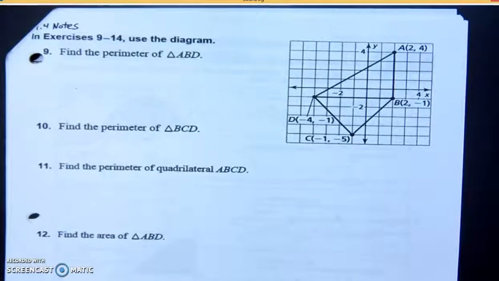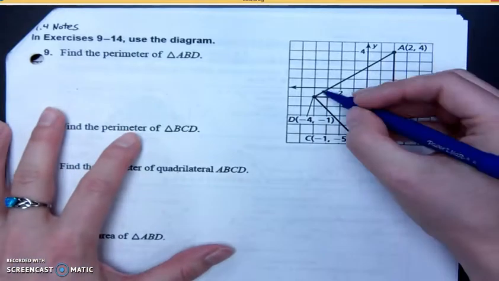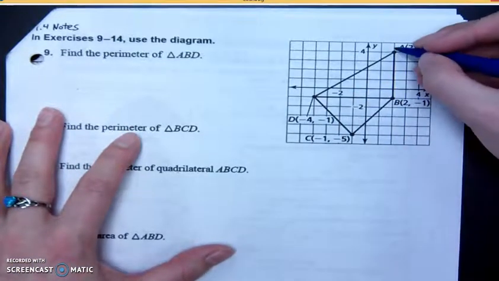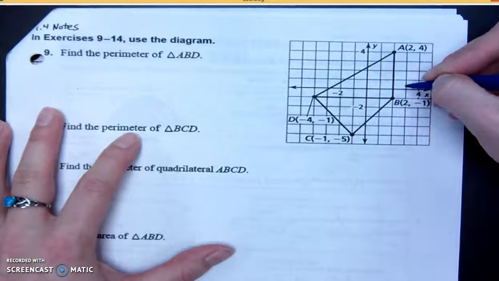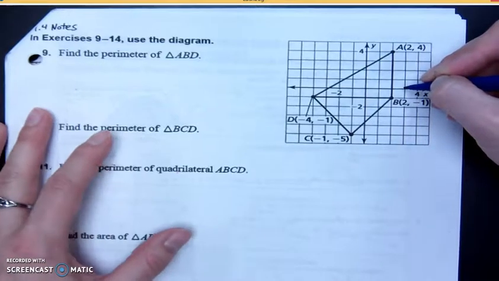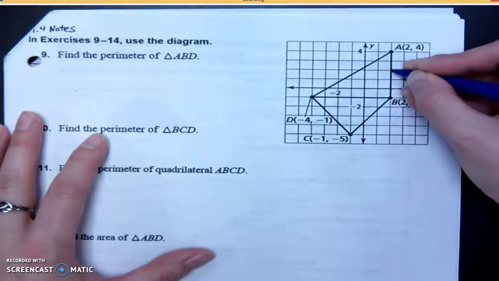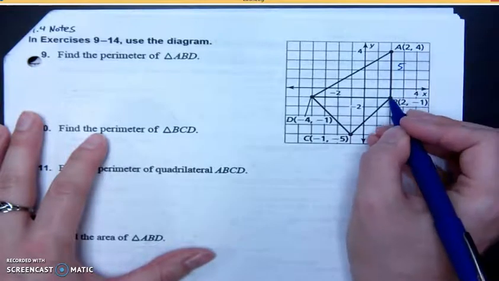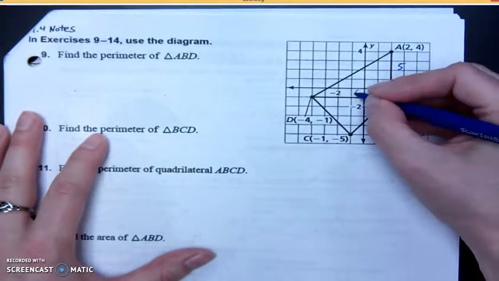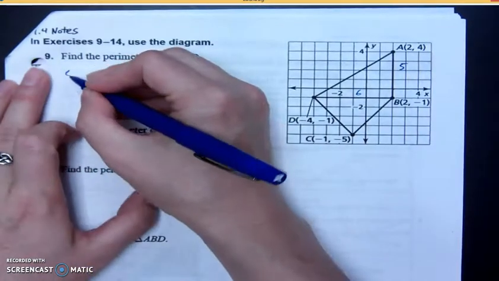So our first step says to find the perimeter of ABD. That would be this triangle here. So what do we do? Add all the sides. Yeah, we count. So how far is this side? 5. This side's 5. How far is this side? 6. This side's 6. So we have 5 plus 6.